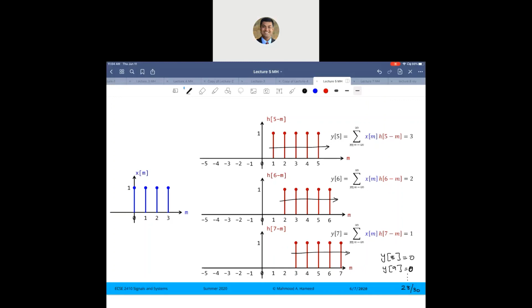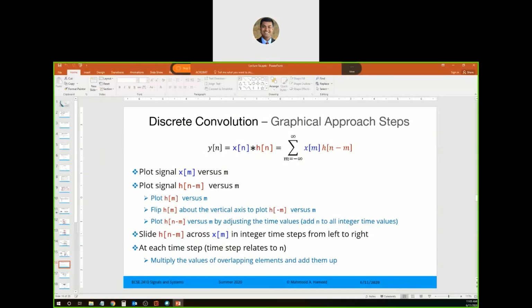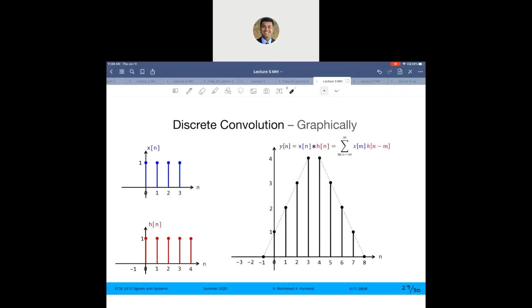So all of that can be sketched using this. If your sequence x of n is the one that is shown in blue here, and you have an impulse response shown as h of n in red over here, when you convolve these two signals in discrete time, you get y of n to be this triangle looking waveform. And for each integer time step, we have evaluated that in the previous example.